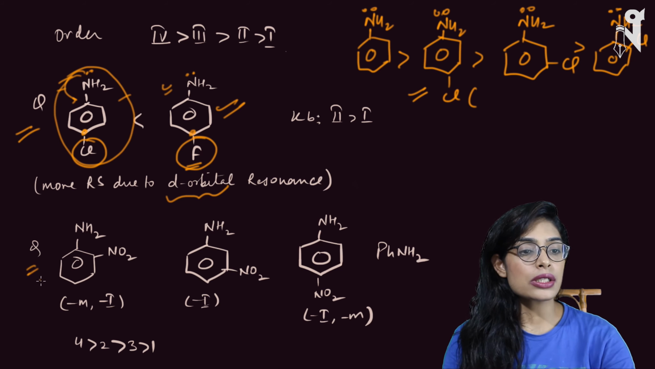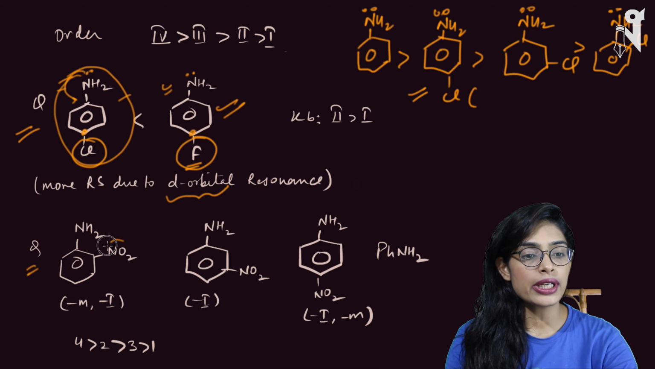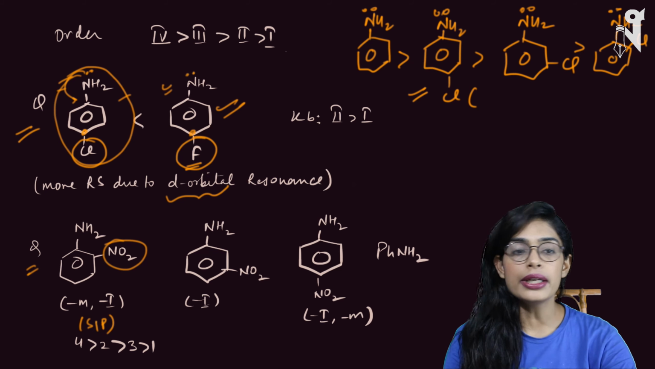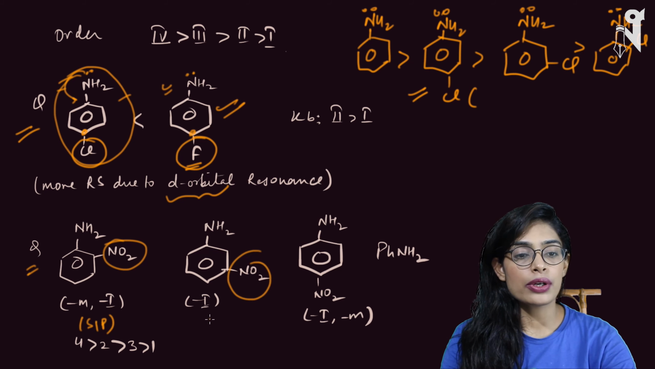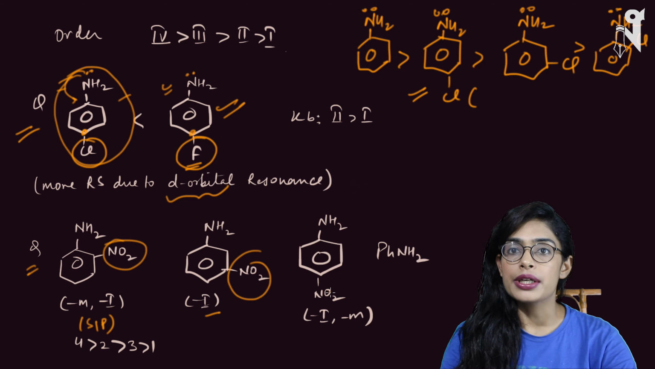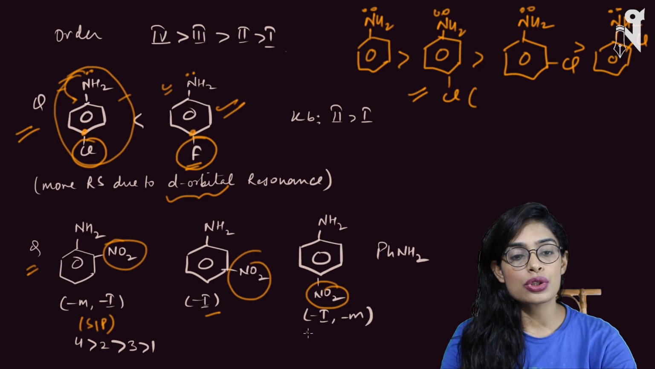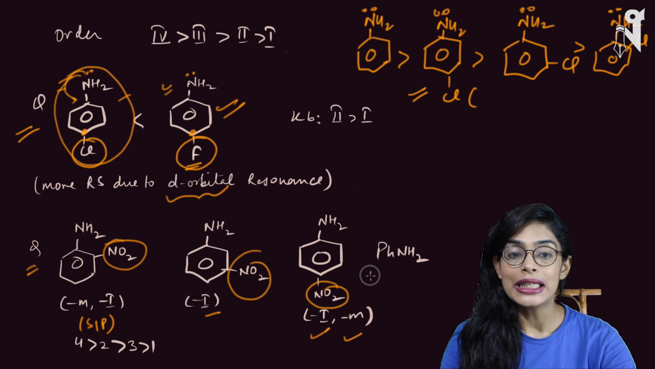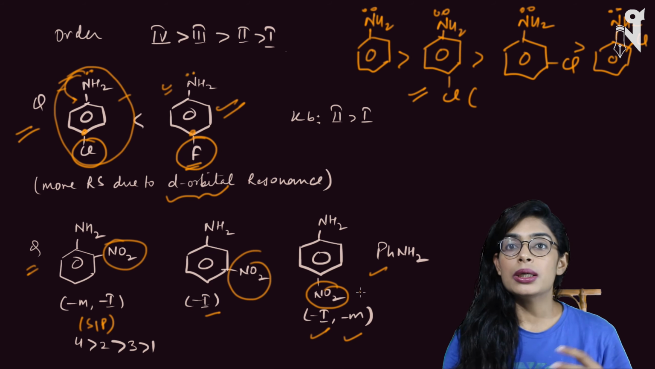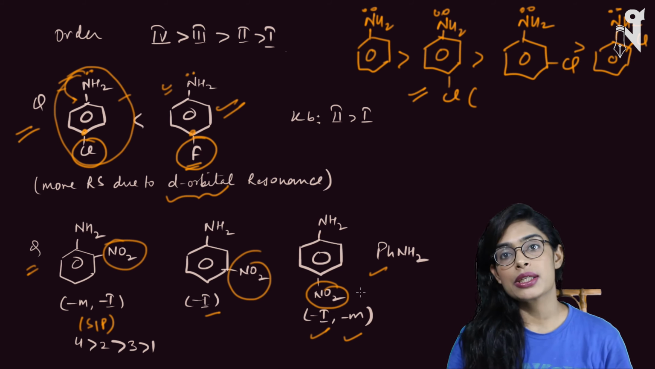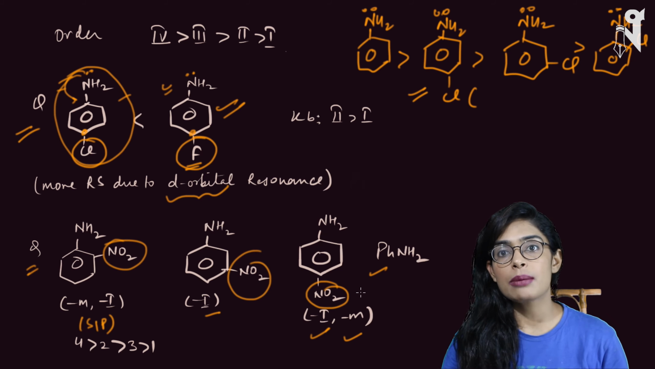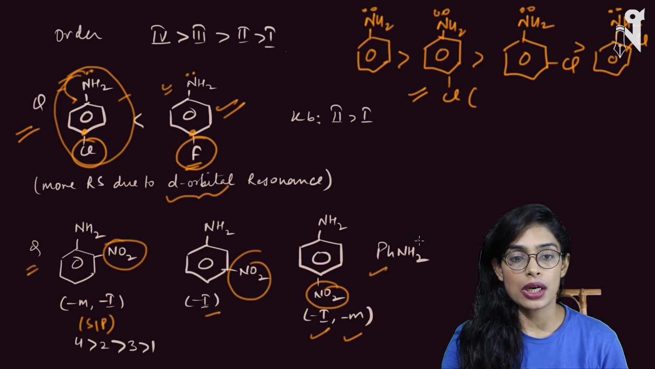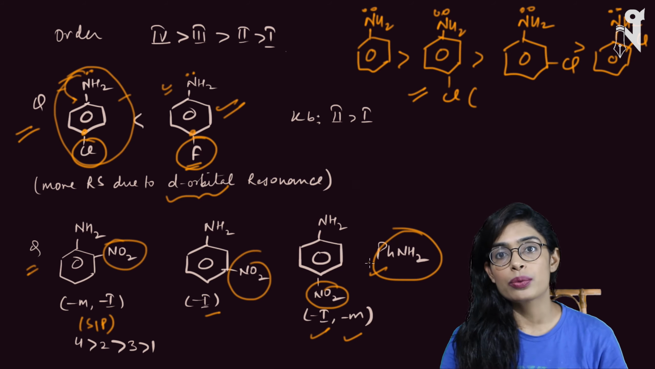Now let's look at the next set of questions. In next question, we have NO2 at the ortho position with NH2. This was minus M, minus I, and steric inhibition of protonation also, right? Then NO2 on the meta position, electron withdrawing effect by inductive effect, and NO2 on the para position is again electron withdrawing effect by inductive as well as mesomeric both, and then aniline. So we know that the electron withdrawing molecules tend to bring down the basic strength. So which one will be the most basic among these? Aniline will be the most basic among these, because this has no electron withdrawing group present.